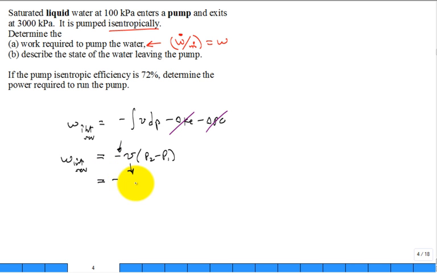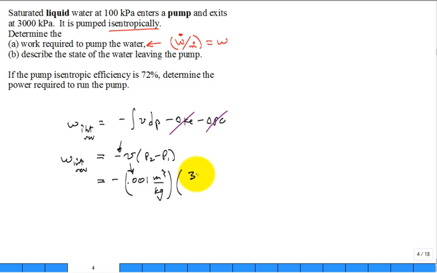So it's going to be 0.001 meters cubed per kilogram. 0.001 meter cube is a liter. That's a specific volume. It's 1 liter, 1 kilogram. Or the volume, if I have 1 kilogram of liquid water, I need a liter to occupy its space. That's how much space it occupies. And then we had the pressure change.